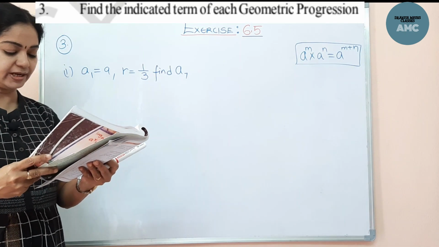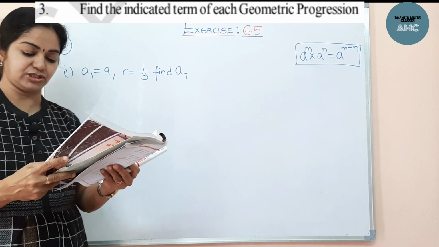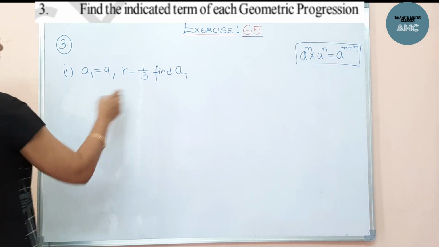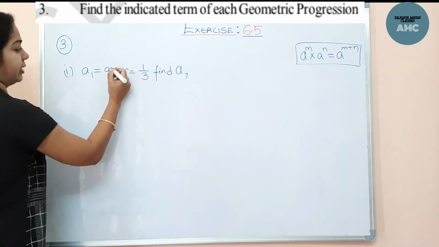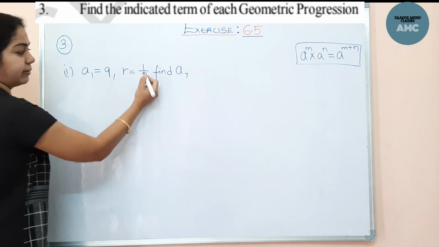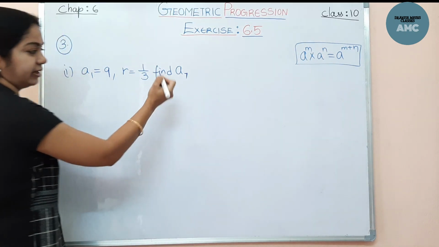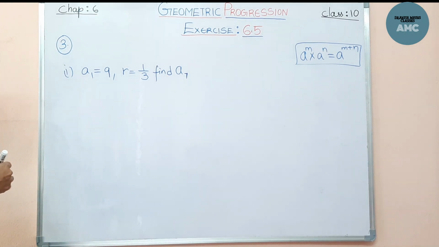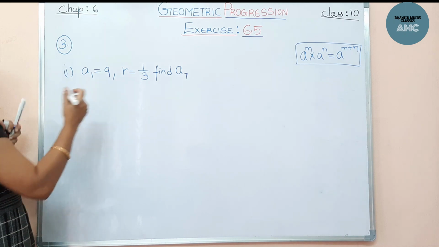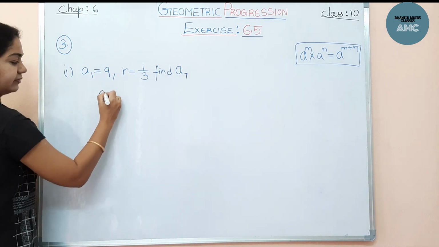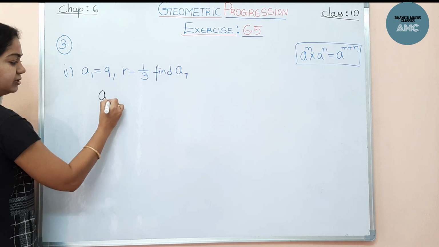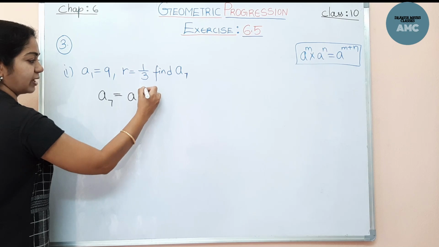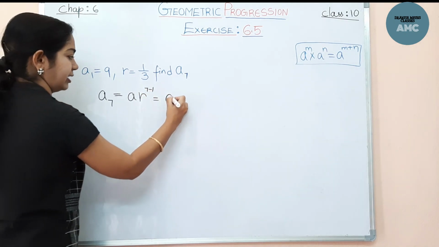Third problem. Find the indicated term of each geometric progression. Now, I have noted the first one. We have to find the indicated term. Here given A1 is 9, R is given 1 by 3. Find A7. The indicated term is A7. That is the 7th term we need to find out here. Now simply write the 7th term. We know A and R already. So A7, the 7th term, is AR to the 7 minus 1. So, that is AR6.